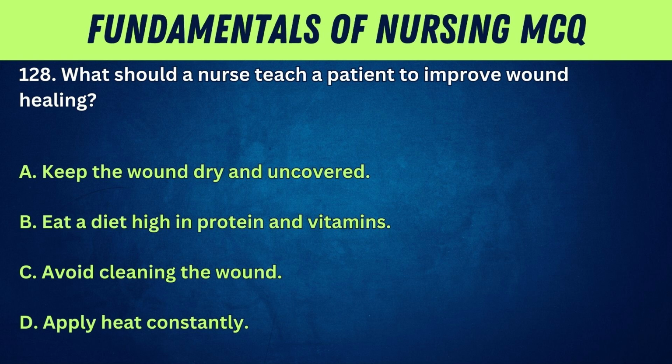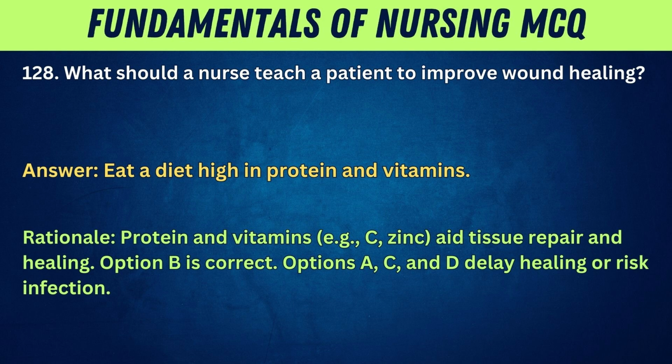128. What should a nurse teach a patient to improve wound healing? A. Keep the wound dry and uncovered. B. Eat a diet high in protein and vitamins. C. Avoid cleaning the wound. D. Apply heat constantly. Answer. Eat a diet high in protein and vitamins. Rationale. Protein and vitamins, e.g., C, zinc, aid tissue repair and healing. Option B is correct. Options A, C, and D delay healing or risk infection.